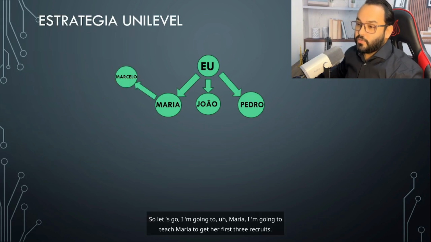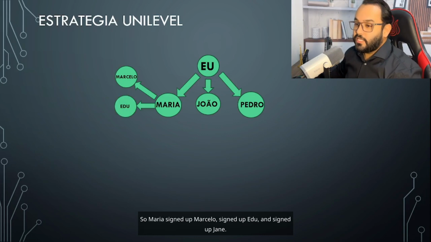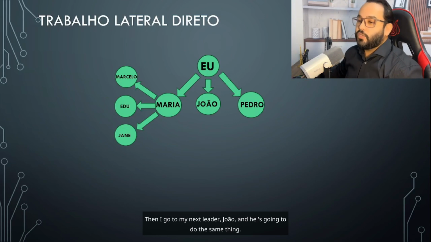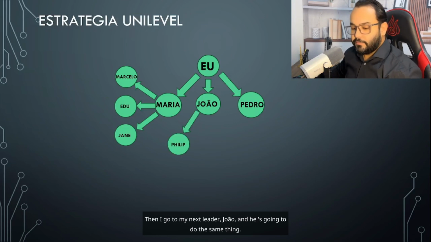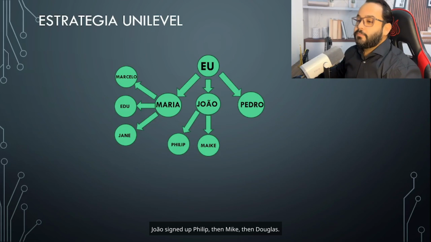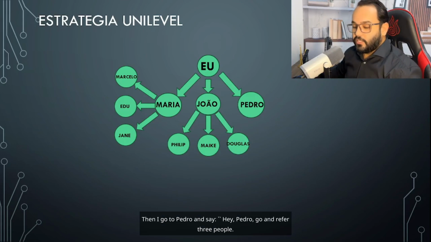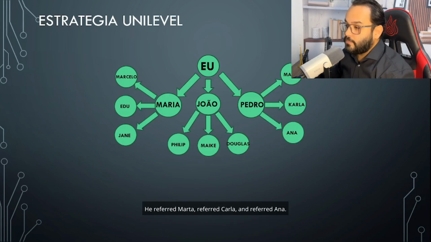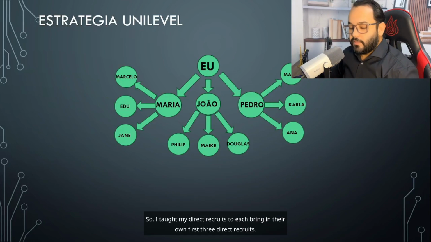I'm going to teach Maria to get her first 3 recruits. So Maria signed up Marcelo, signed up Edu, and signed up Jane. Then I go to my next leader, Joao, and he's going to do the same thing. Joao signed up Philip, then Mike, then Douglas. Then I go to Pedro and say, hey Pedro, go and refer 3 people. He referred Marta, referred Carla, and referred Anna. So I taught my direct recruits to each bring in their own first 3 direct recruits.